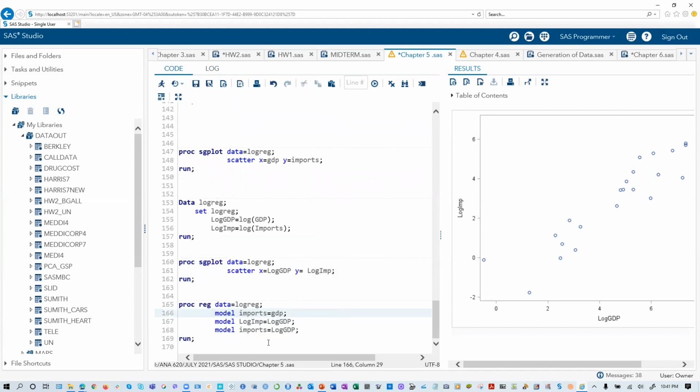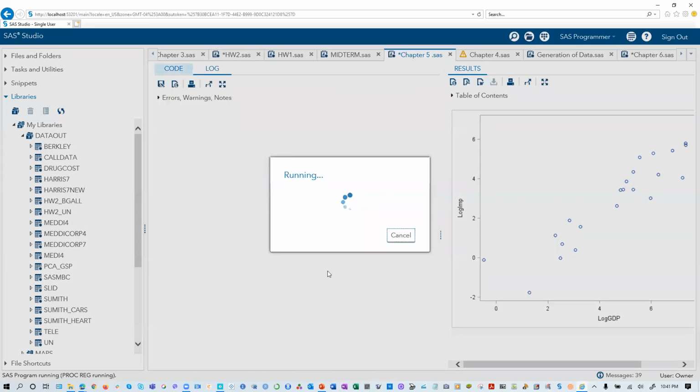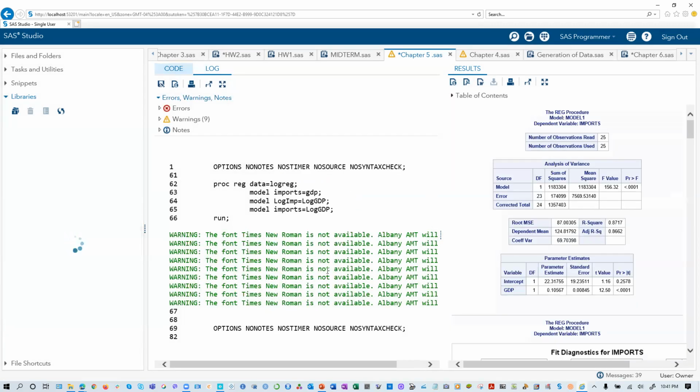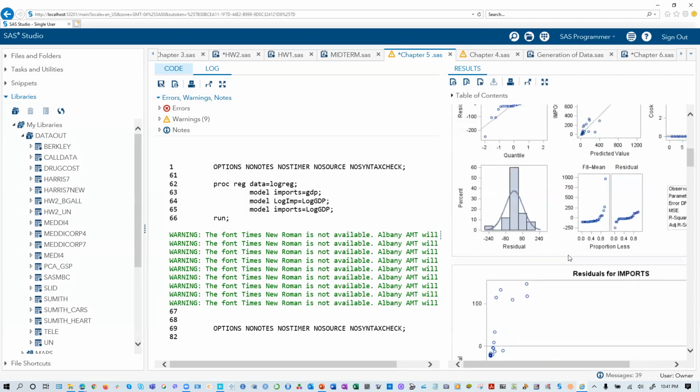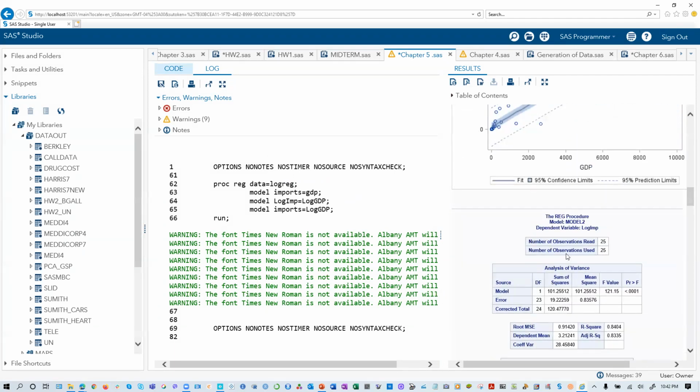Import GDP. I'm going to run three of them here to compare and contrast. What are those three? One is a linear one for the original data, see, model 1. Then the second one, see, model 2, log GDP, log imports.